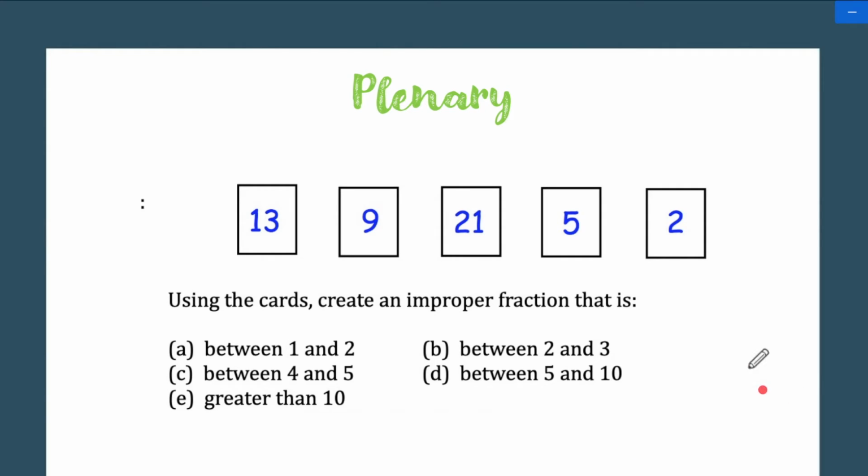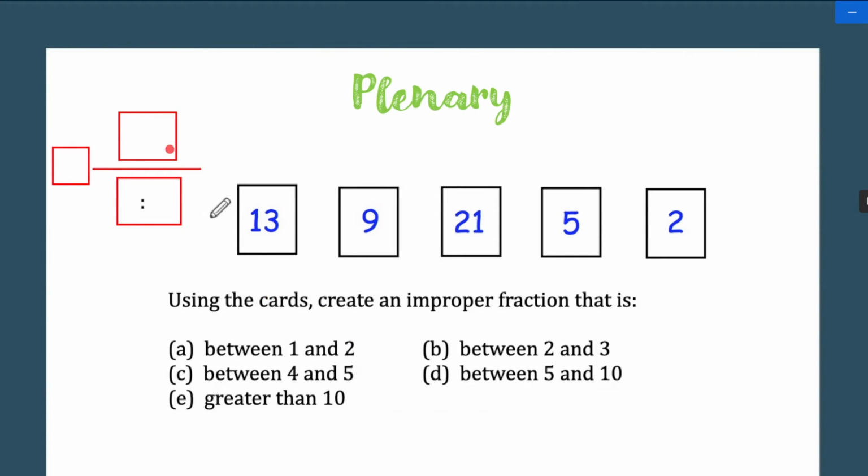Our plenary allows you to play with numbers and figure things out. Let's draw it. I'm going to draw it for you. So you have one fraction here, just how I did it in the first activity. You have one number here, one number here, and one number here. And this one is not aligned. It says, using the cards, create an improper fraction that is between a 1 and a 2.